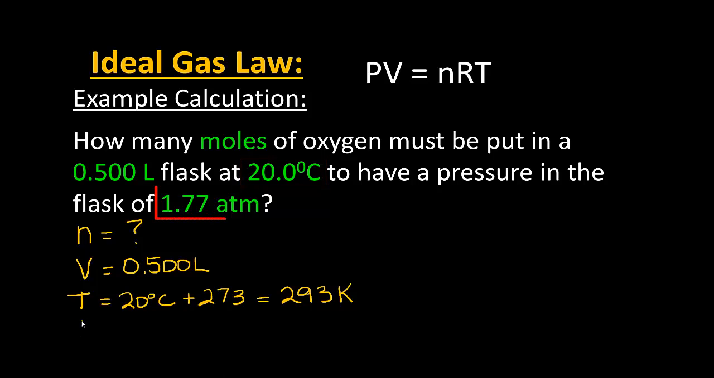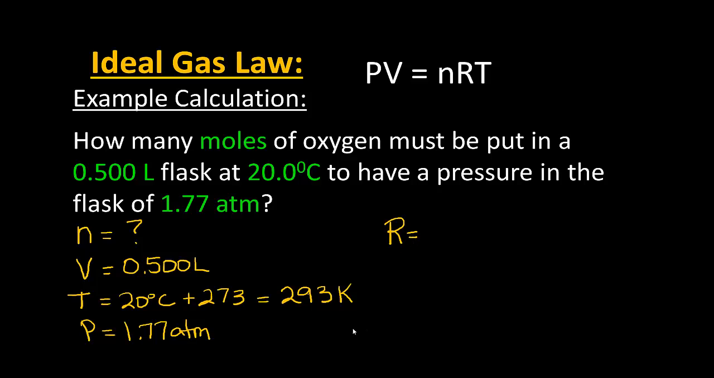And the last thing is pressure. Our pressure is 1.77 atmospheres. Now, I know this is the ideal gas law because I'm only given one set of each of these variables, which means I need to find out what R is. So I'm going to go ahead and put R equals.